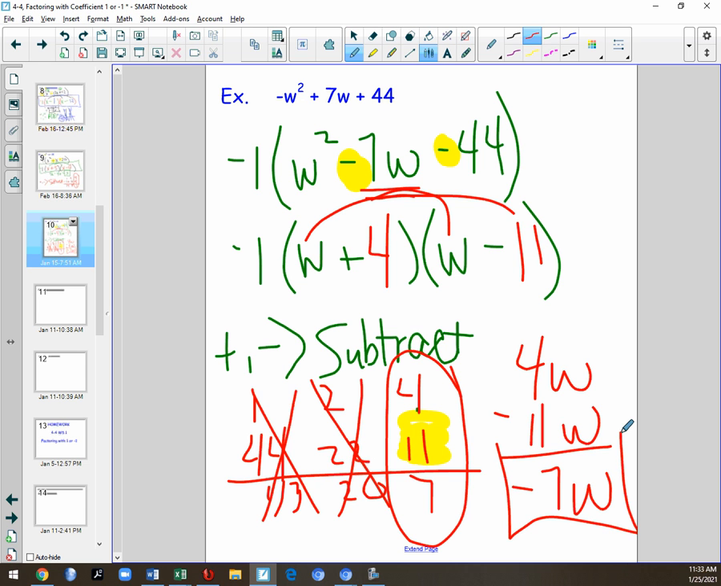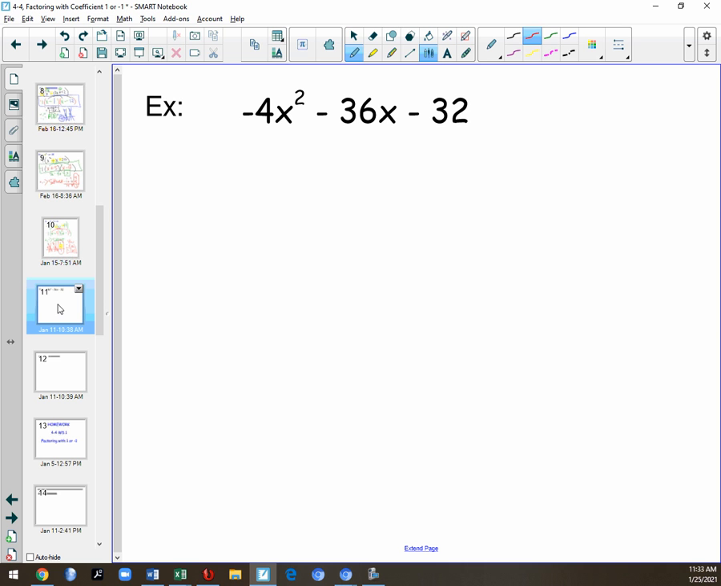Okay? 2 more examples. Now, this one right here, totally different in our brain. It's not just a -1, it's a -4. So the question I have for you, are each of these terms divisible by the number -4? And your answer to that should be yes, it is. So I'm going to pull out a -4.